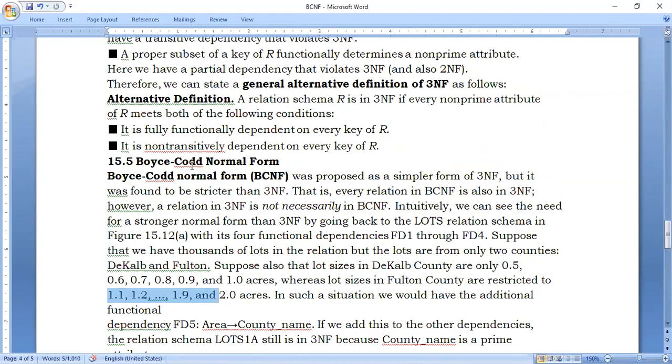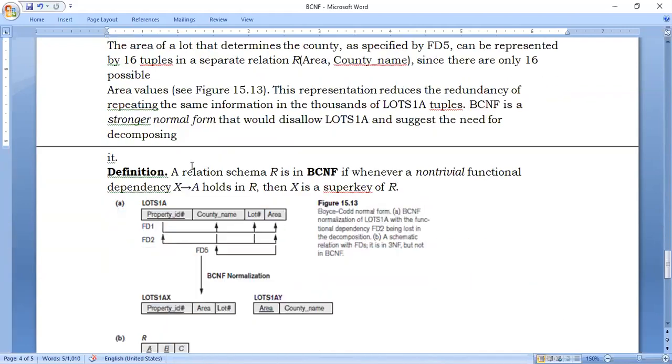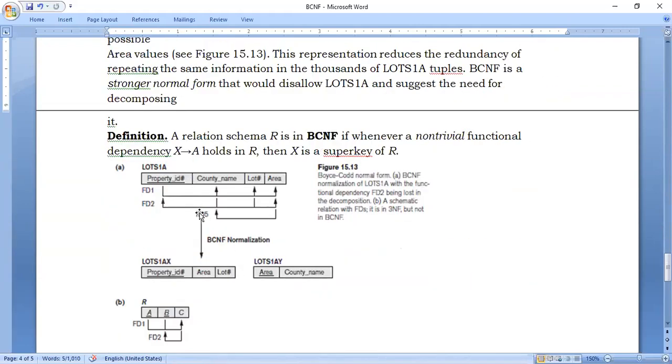So there is one more functional dependency here. What is that functional dependency? We have shown it as FD5, that the area determines the country. The moment we come to know the area, we will be able to understand in which country that particular plot belongs. So this functional dependency, area determines country name, we have to analyze whether it is fit for being in the third normal form. So what was our definition for third normal form?